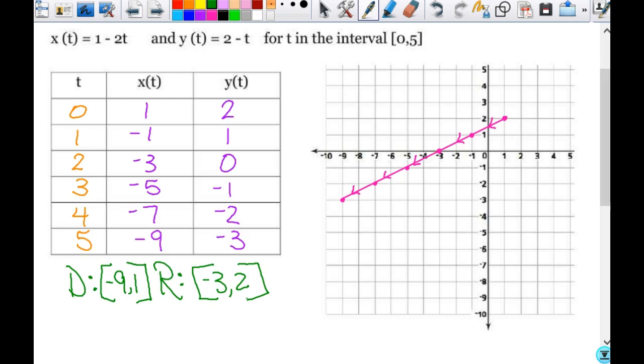So algebra 1, piece of cake, domain and range. You just have to apply it to here. Not something that you can get by necessarily looking at this without having your table and your situation that you're having. All right? Any questions? We good? All right.